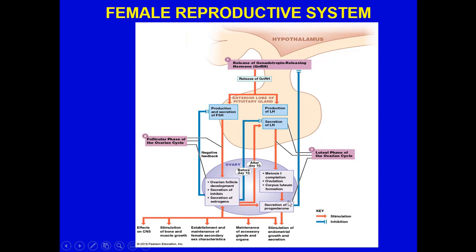All of this side is really the luteal phase of the ovarian cycle. All of this side is the follicular phase. Okay, one other question. Where do we have negative feedback effects? The secretion of progesterone feeds right back all the way to the top. It suppresses GnRH.